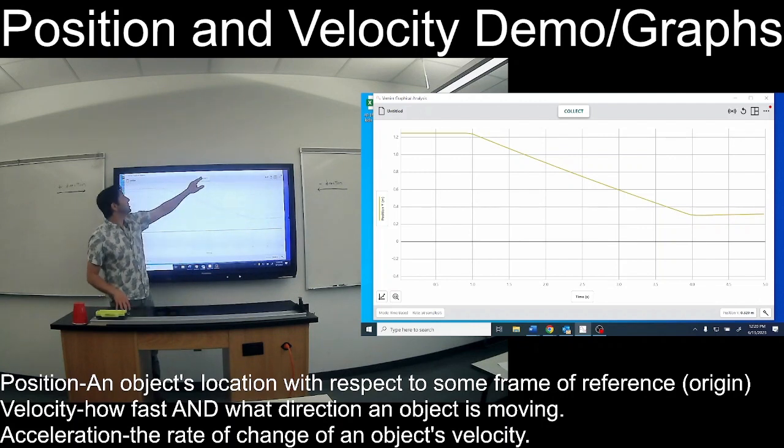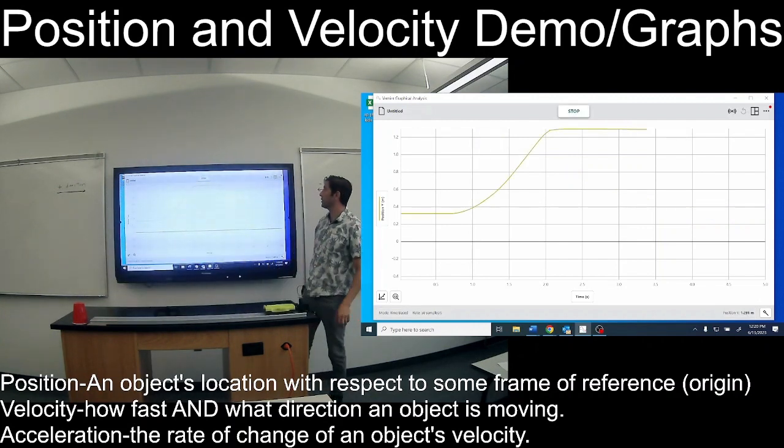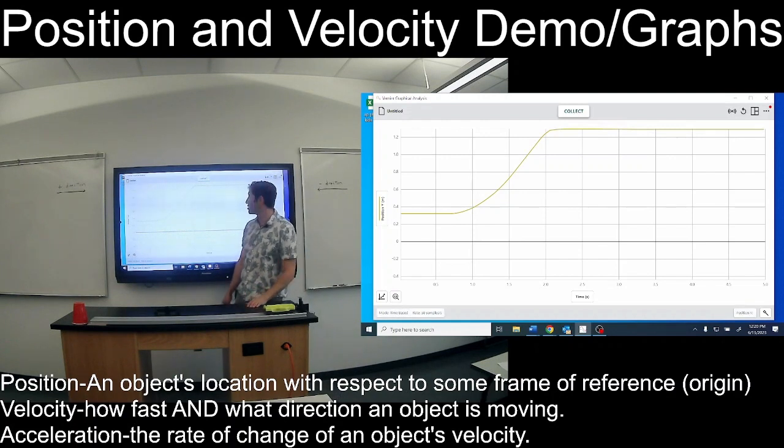So if I continually push the cart, let's say, so if I did something like this, okay, you'll notice that the position versus time graph now has this curve. This is because in the beginning it wasn't moving very fast. It wasn't changing its position very much. But towards the end it was changing its position more rapidly. So we have a curve, and that curve on a position versus time graph tells me that the object is accelerating.